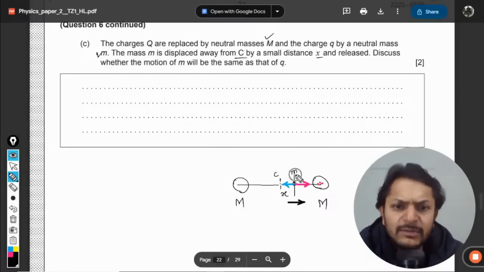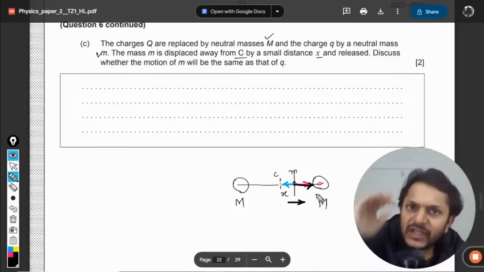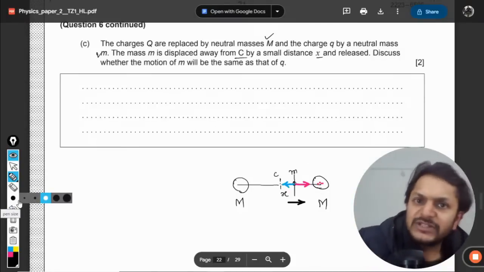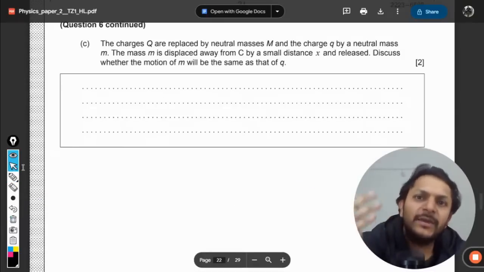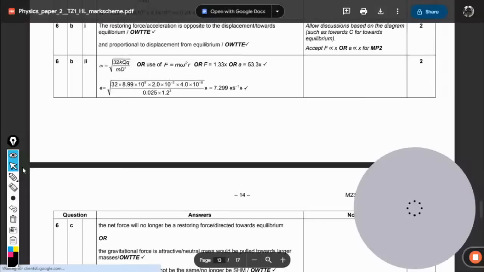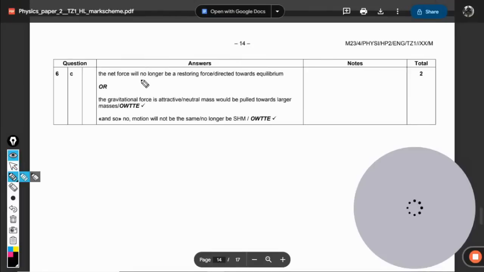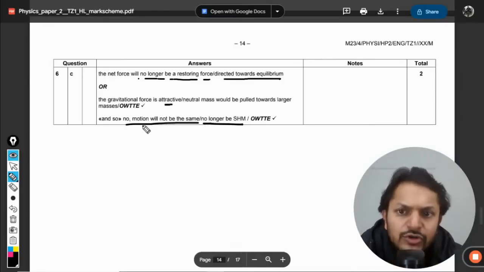The only thing is this m is experiencing a force towards capital M, and someday this mass will go and fall onto the surface of that planet or something. So this is going to happen, but it will not be simple harmonic motion. So your answer is that it is not going to be the same as that of the small q. Let us see what is the answer given. Yes, the net force will no longer be restoring and directed towards the equilibrium position, and that is why it will no longer be simple harmonic motion.